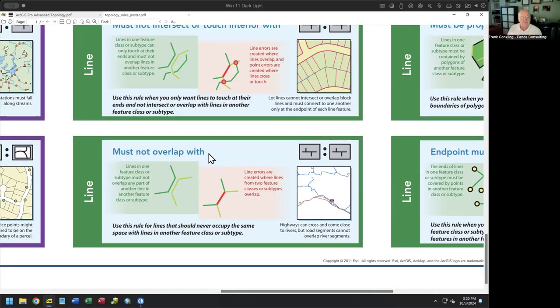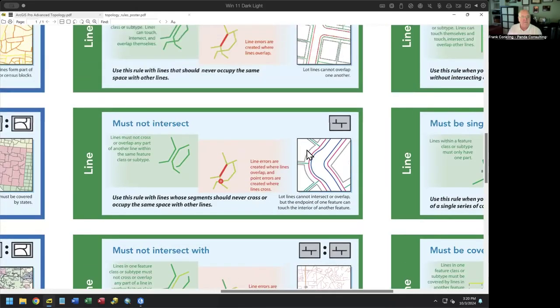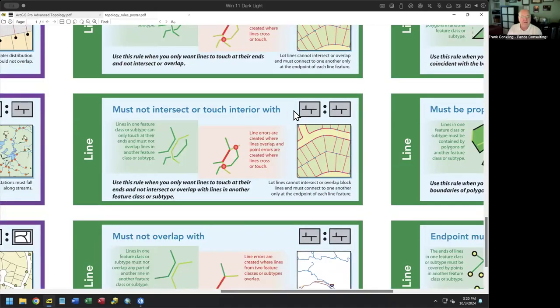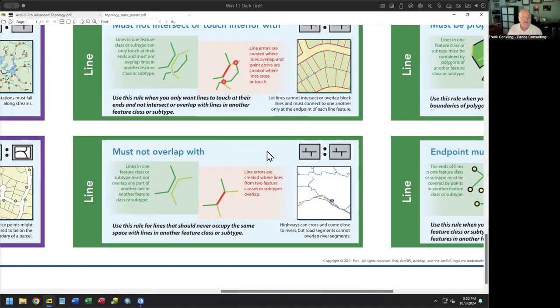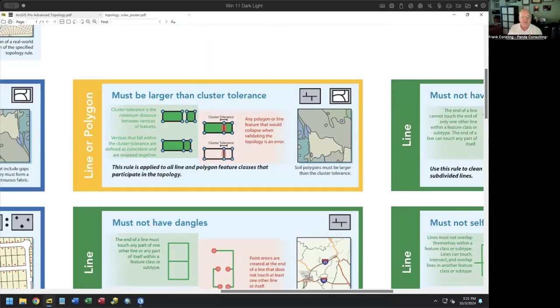Must not overlap with. Again, this is between two feature classes. And if we look up here, must not overlap, that's only within one feature class. So again, we're getting very granular in what we're looking for, but it does allow us to really figure out what these are and how they relate to one another. This is also a very nice tool that we don't use quite as much as we used to use.